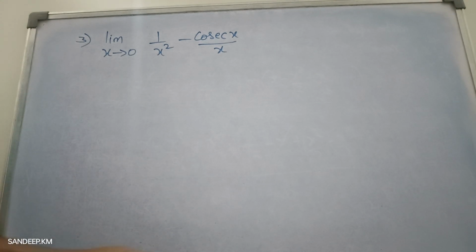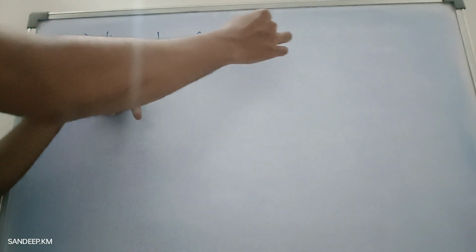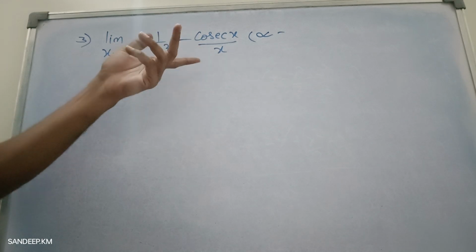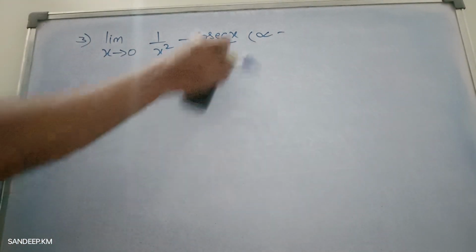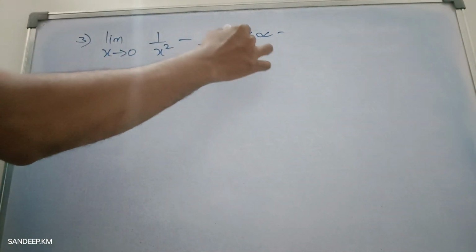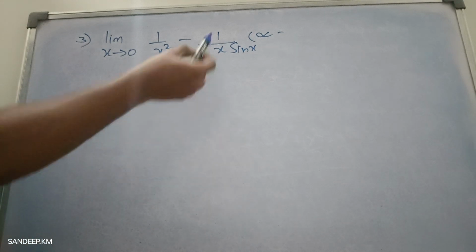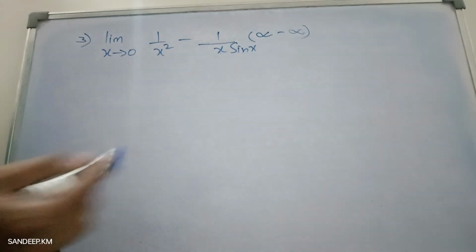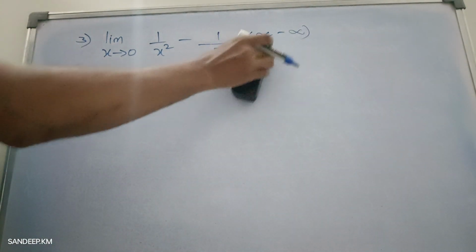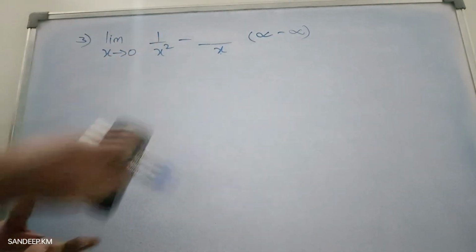Okay, next we will go with the third question. So here is our third question. Before solving it, substitute x value as 0 and see in what form it is. 1 by 0 is infinity, minus cosecant 0 is infinity. Correct? Cosecant 0 is not defined, but if you take cosecant x to the denominator, what does it become? 1 by sin x. Now 1 by 0 into 0 is infinity. It is in infinity minus infinity form.